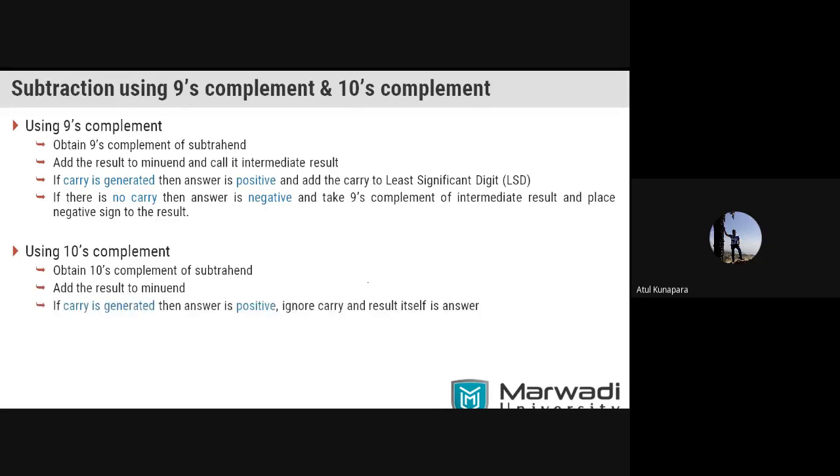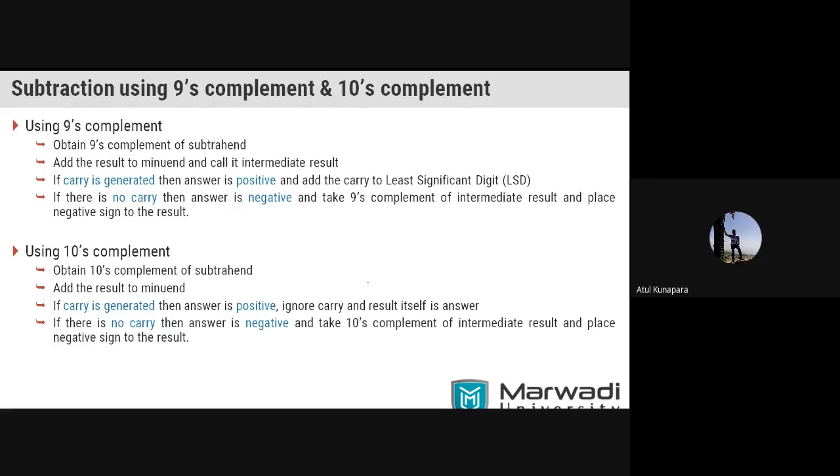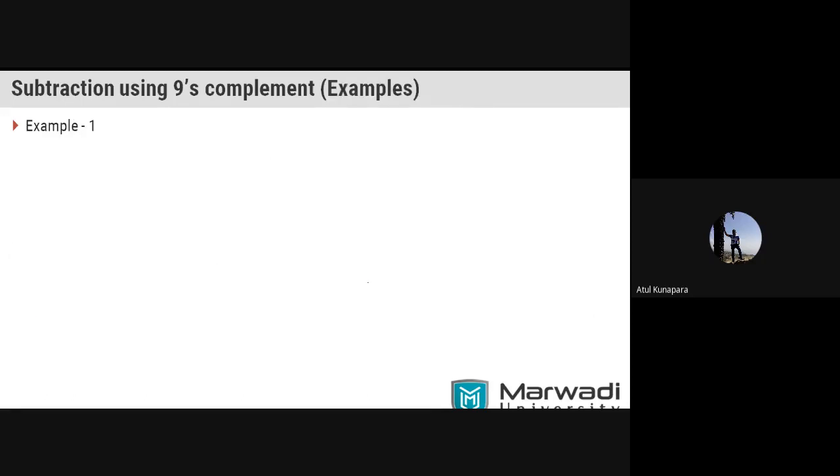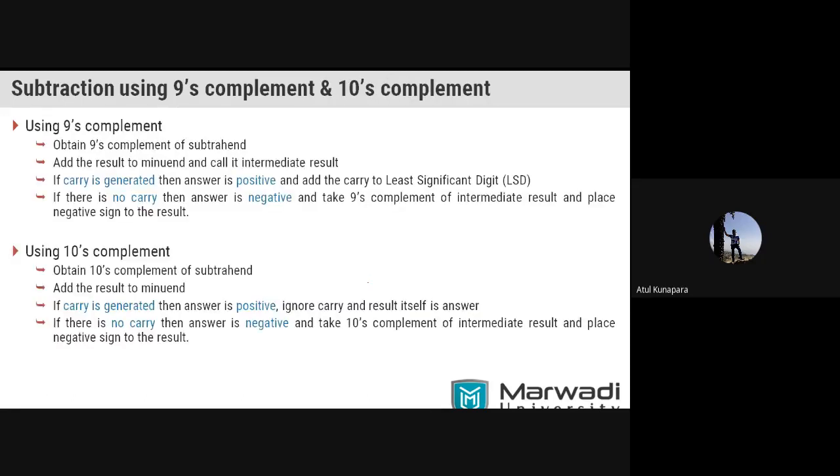Then if carry is generated, then the answer is positive with ignoring carry, and if the carry is not generated, then your answer is negative, and you have to convert back that answer to the tens complement form. So these are the rules for nines complement method and tens complement method for making a subtraction of given decimal numbers. I will show you with this example.